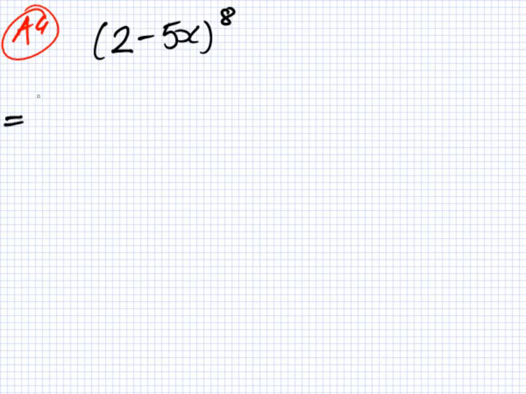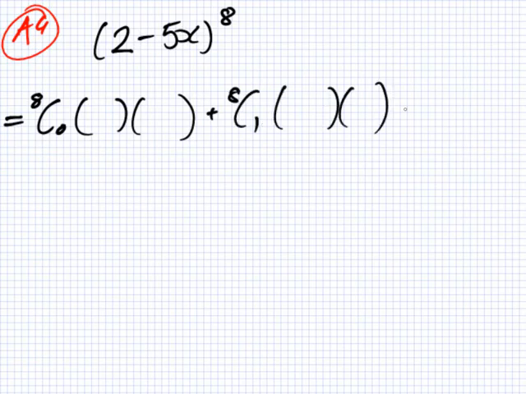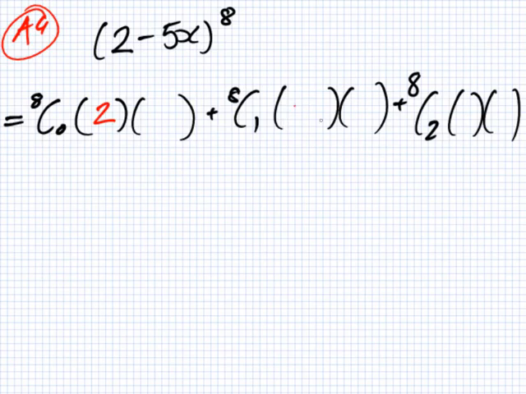So we know it's 8c0 to begin with. Bracket, bracket, plus 8c1, bracket, bracket, plus 8c2, bracket, bracket. And I'll fill the brackets in now. Here would be 2, 2, and 2. And here would be minus 5x, minus 5x, minus 5x.